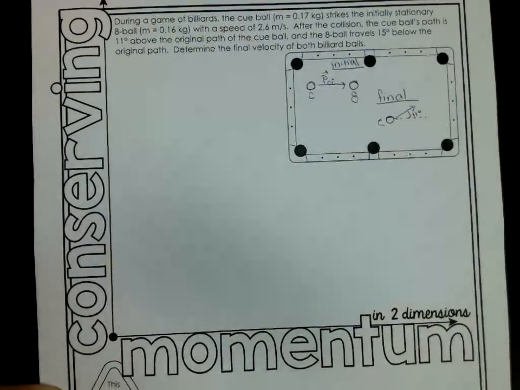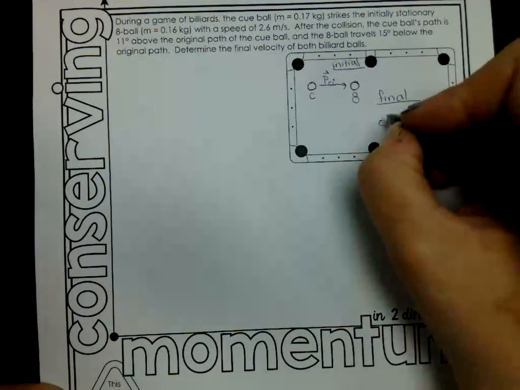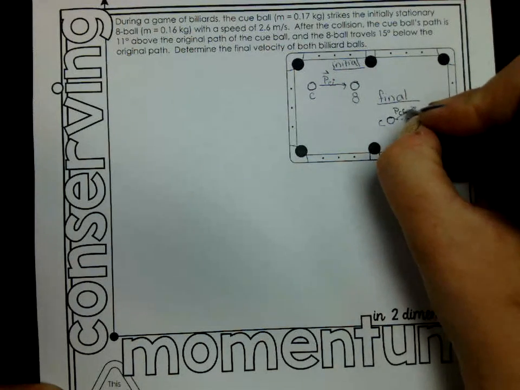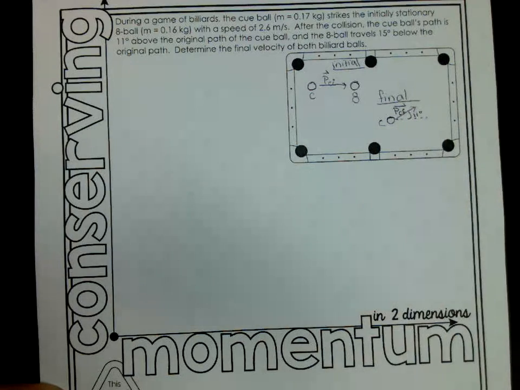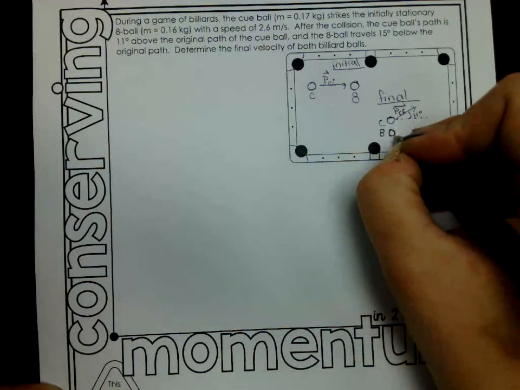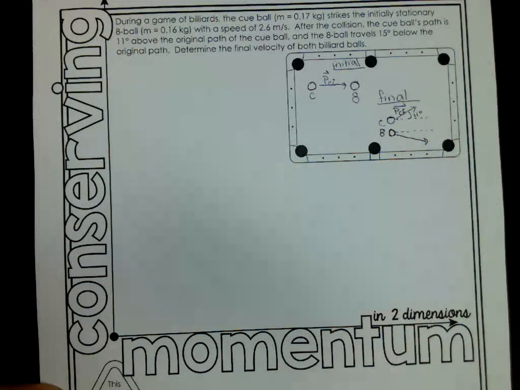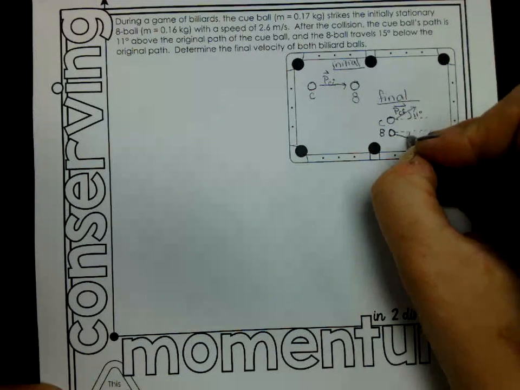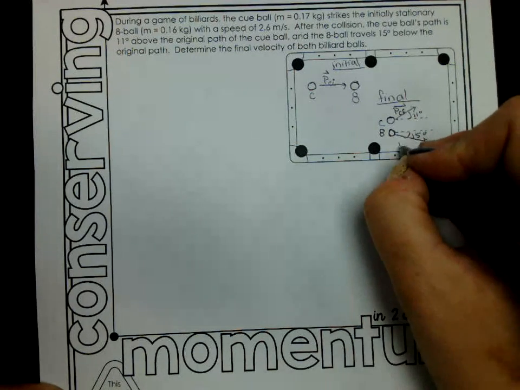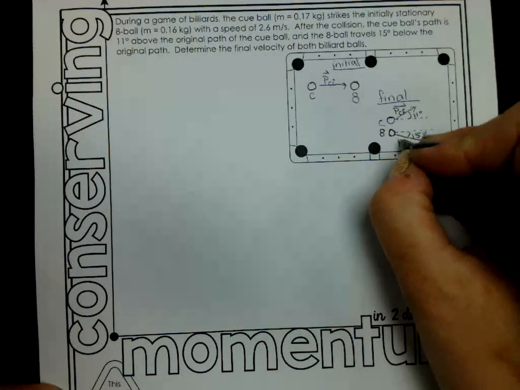Of 11 degrees. So this vector right here is the momentum of the cue ball final. Our 8 ball down here traveled off in this downward direction, and it traveled 15 degrees below the original path. This vector is the momentum of the 8 ball final.